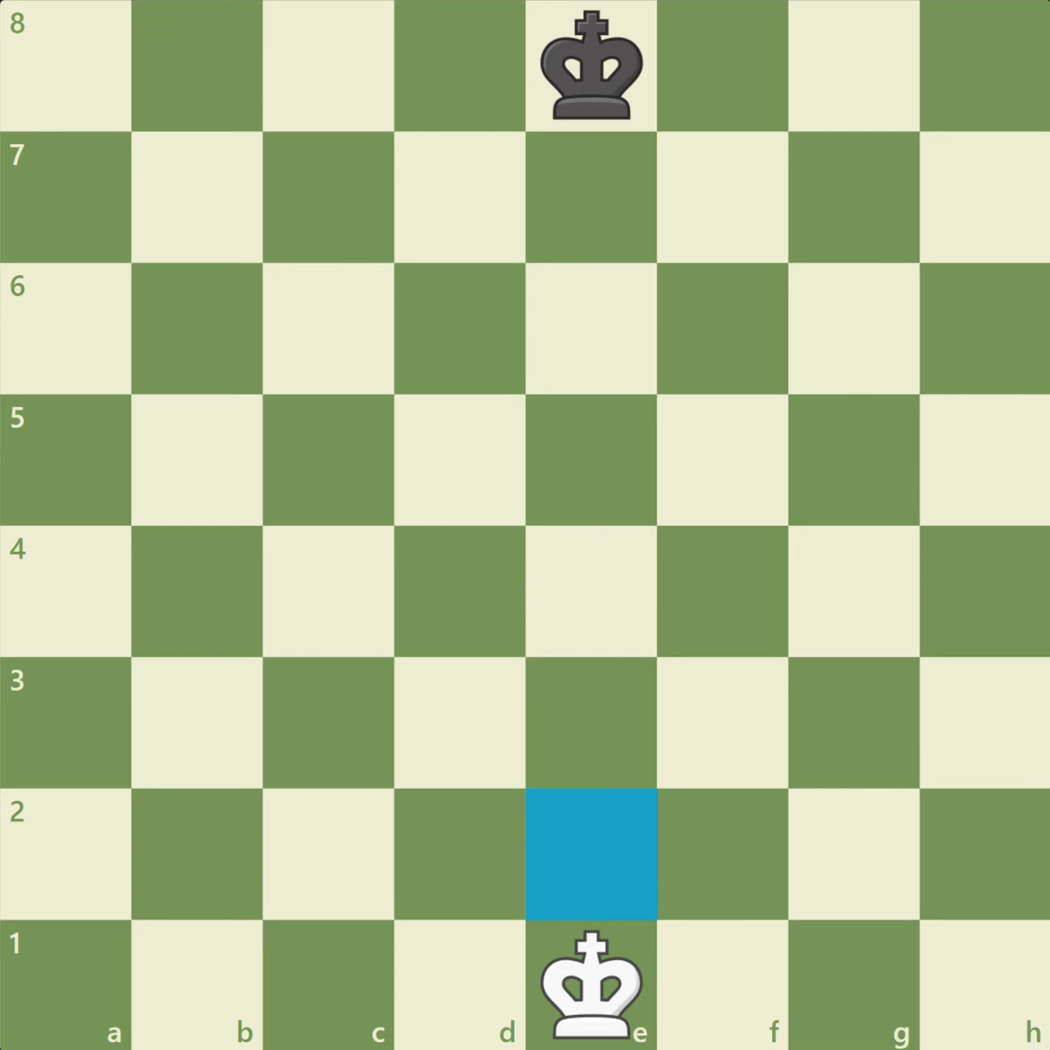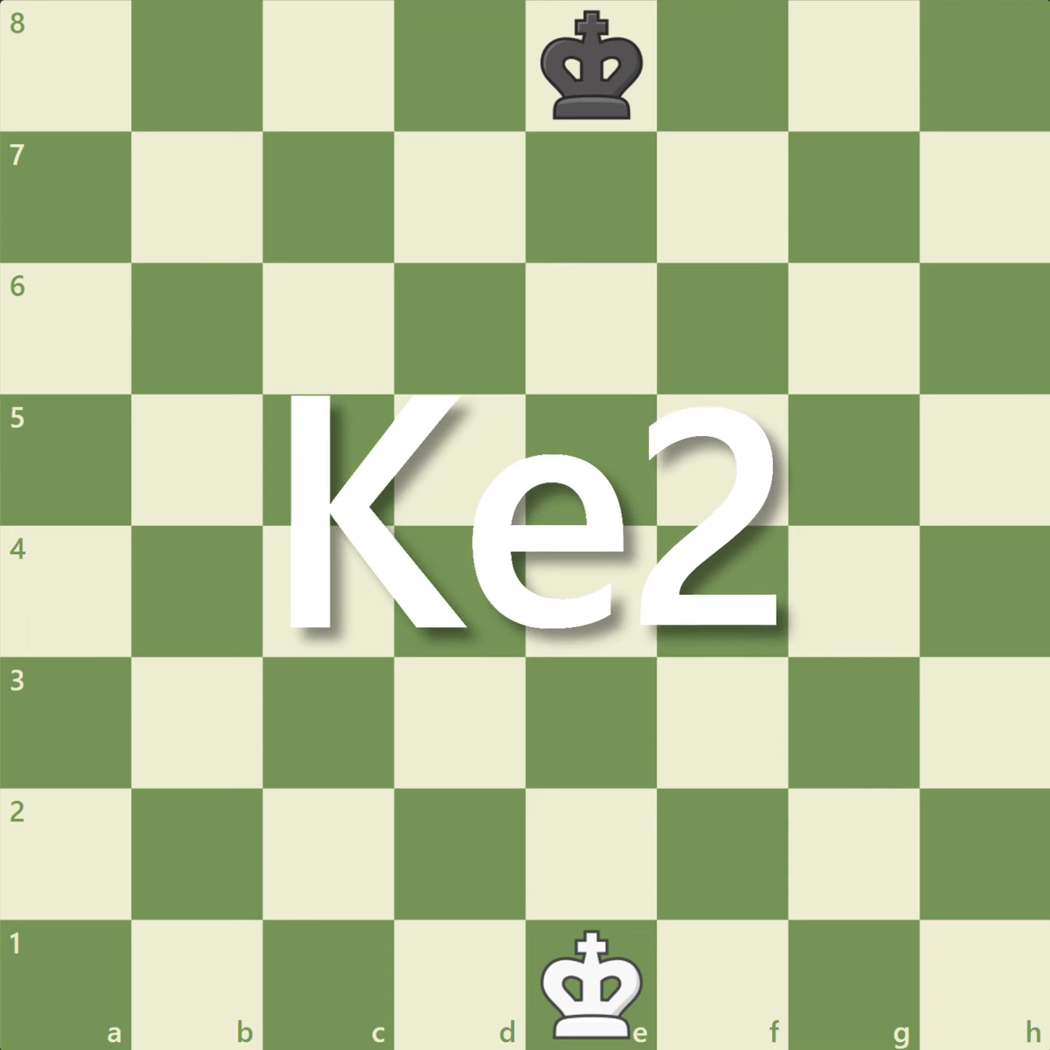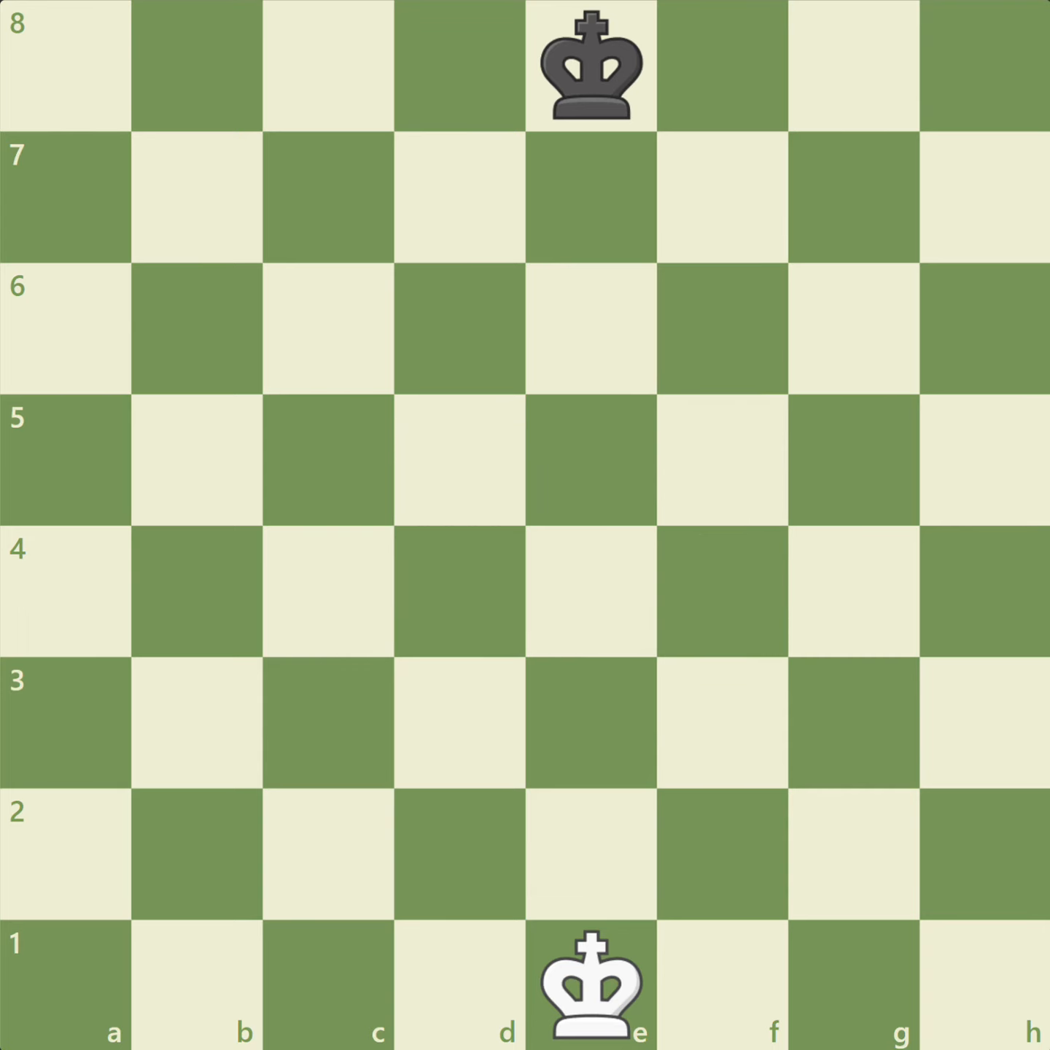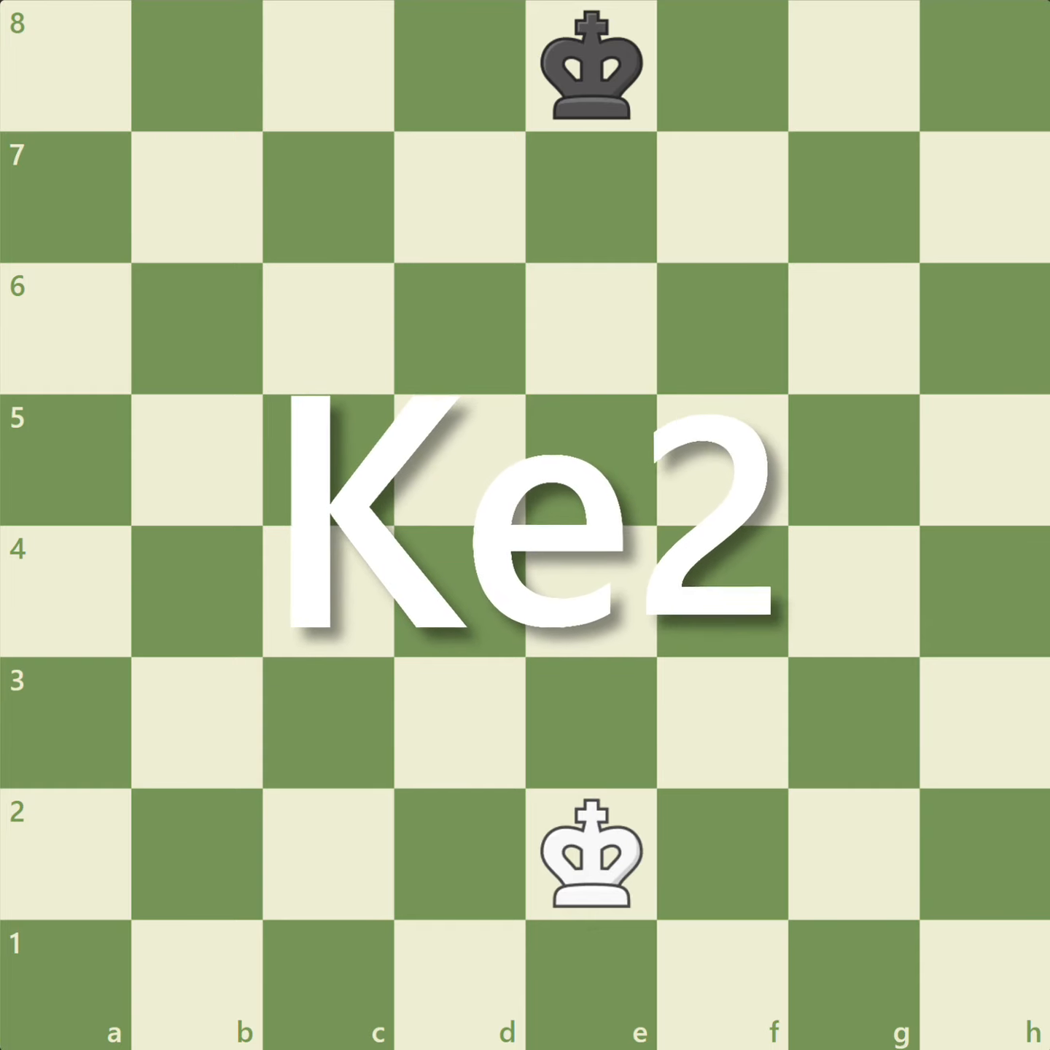The way we describe that move is by saying the piece's letter first, which is capital K, then the square it moves to, E2. Remember, a piece always begins with a capital letter, and the square is always lowercase. So after the move, king E2, putting it all together, we say K, E2.